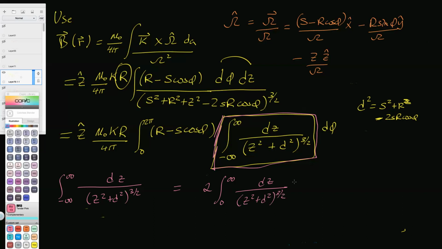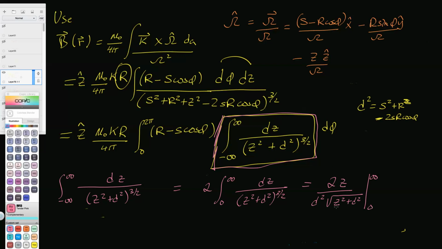And so this becomes 2 times z over d squared, and then the square root of z squared plus d squared. And we evaluate that between 0 and infinity. Just like we did before, we've got to do a little work. The first thing we notice is that when z is 0, that thing is 0, so one of the limits will give us 0. The infinity limit, however, we've got to do a tiny bit of work.